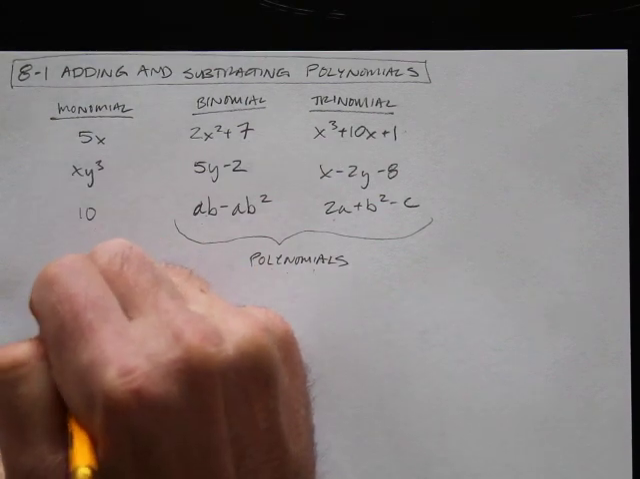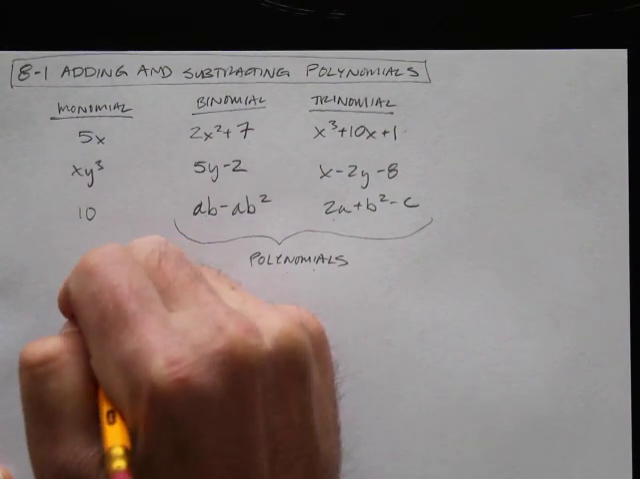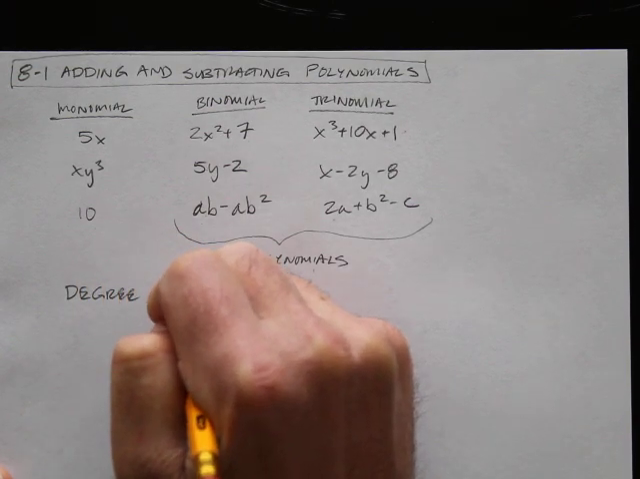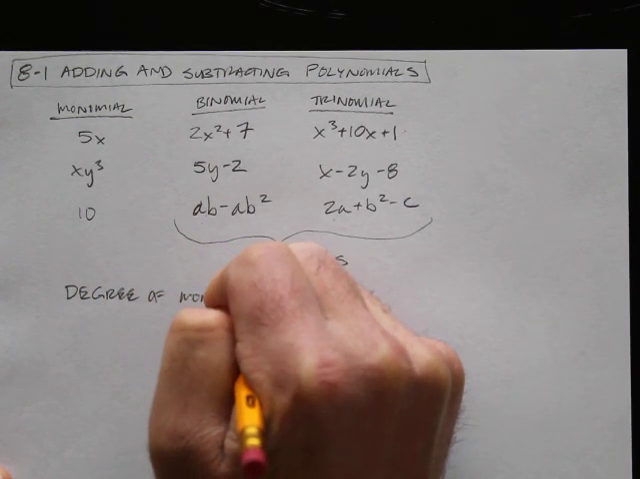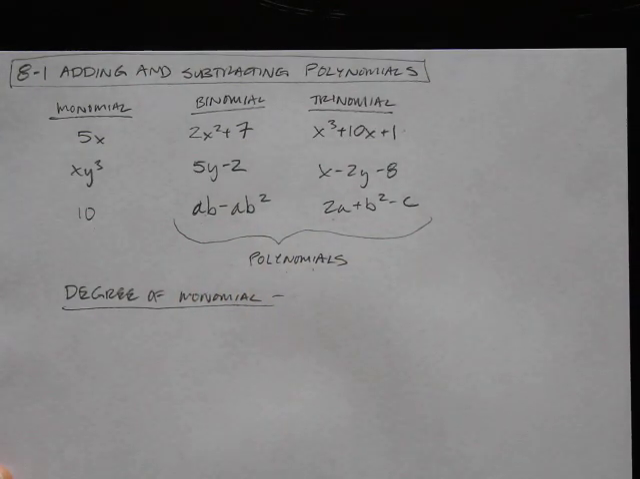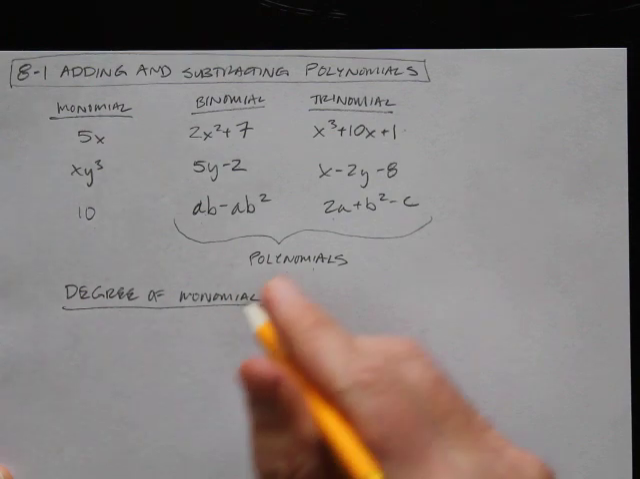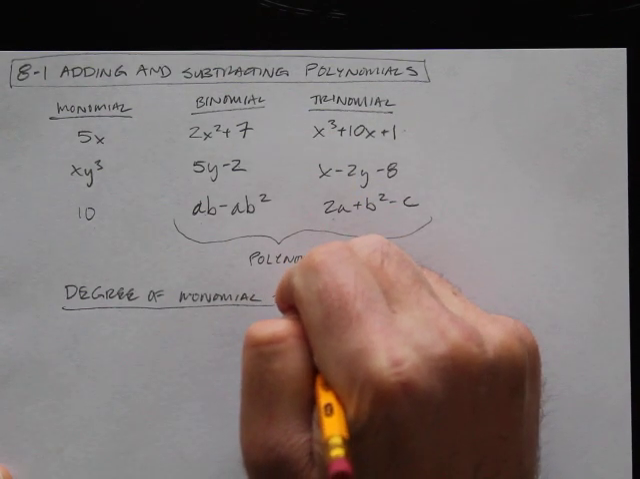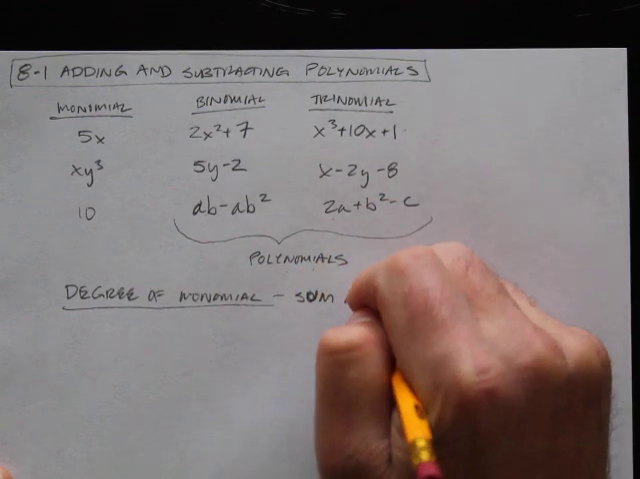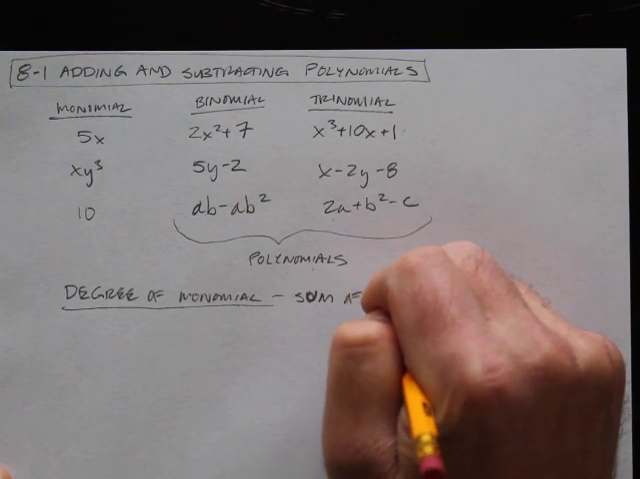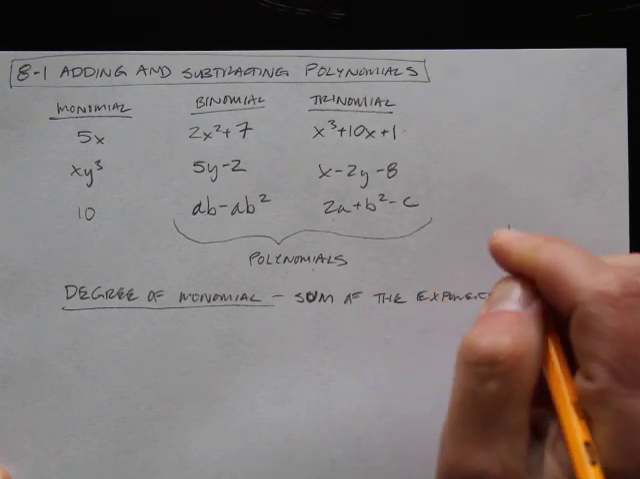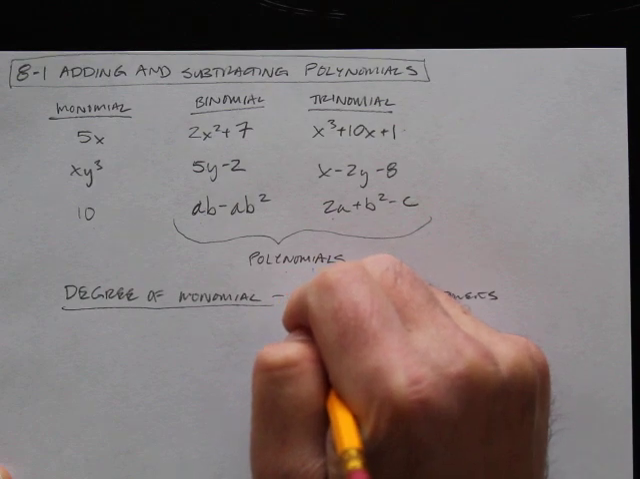We're going to look at the degree of a monomial. Degree of monomial. The degree of a monomial is the sum of the exponents of all the variables.